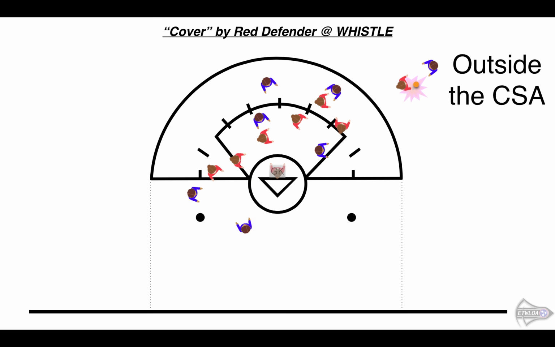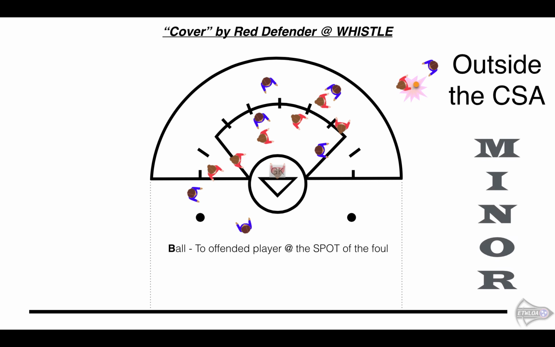Here we're outside the CSA. We have a cover committed by a red defender. Again, this is a minor foul. The ball is going to be awarded to the offended player at the spot of the foul. The offender will go 4 meters away, maintaining relative position in effect at the time of the foul, and others will be moved 4 meters away from the new free position.